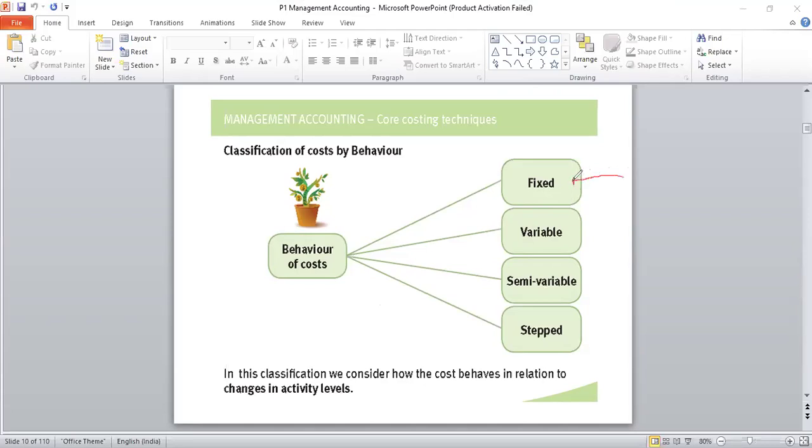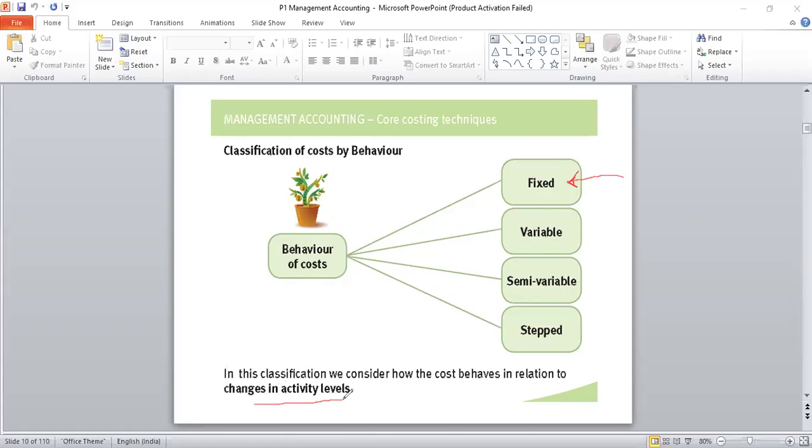At any level of activity they do not change. Subject to what? When do they not change? It is not with time, it is with the changes in the level of activity. So the behavior is subject to the changes in the activity levels. It is not with any other thing. We cannot say that for any number of years it would be the same. That is not the definition, that is not the meaning of a fixed cost. A cost which remains fixed for any level of activity is called a fixed cost.